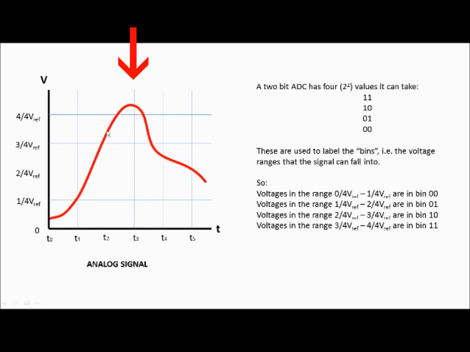So this is a representation of what you see in the lab manual. It's a smoothly varying analog signal, and we want to digitize it. Now let's say that we have a 2-bit analog to digital converter. I'll call it an ADC module from now on.